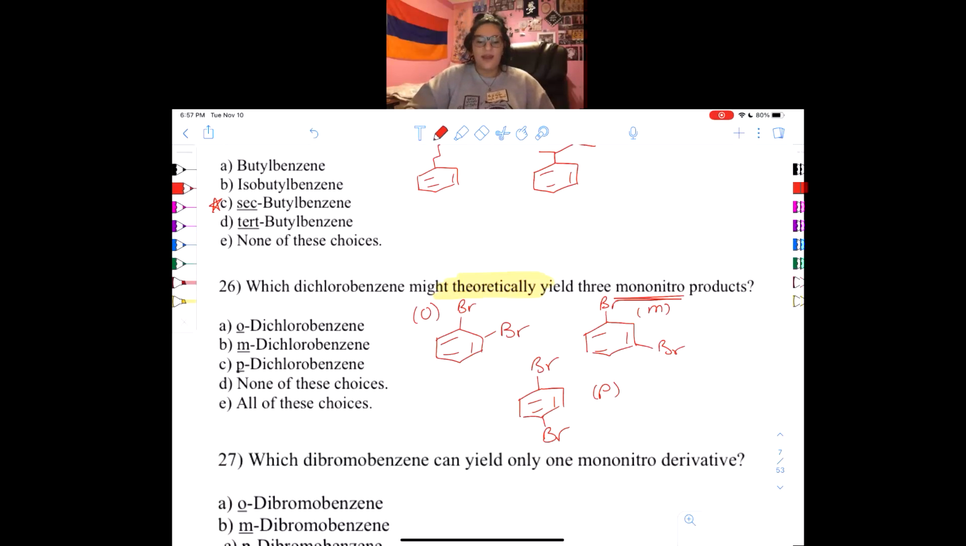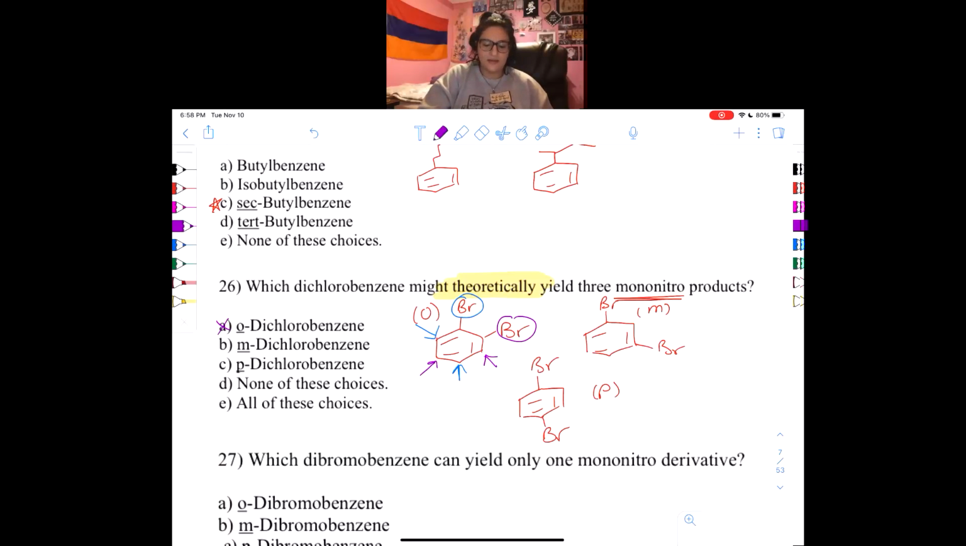So in this case, it's asking theoretically which one can have 3 products, right? So these 2 are equal directing groups, and they are both ortho-para deactivators. So this one will direct ortho and para. This one will direct ortho and para. So this is not correct because theoretically you could have 4 products. So not correct.